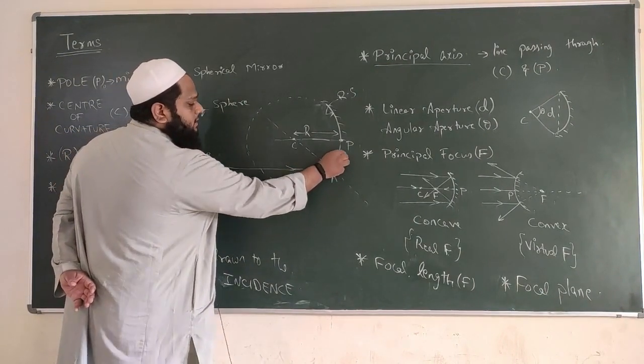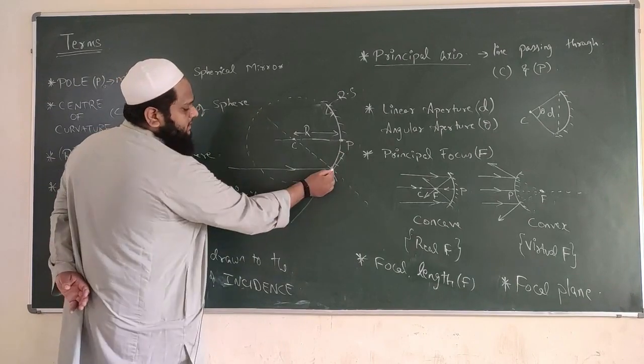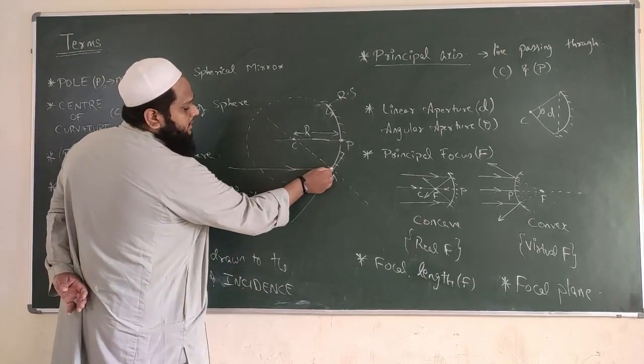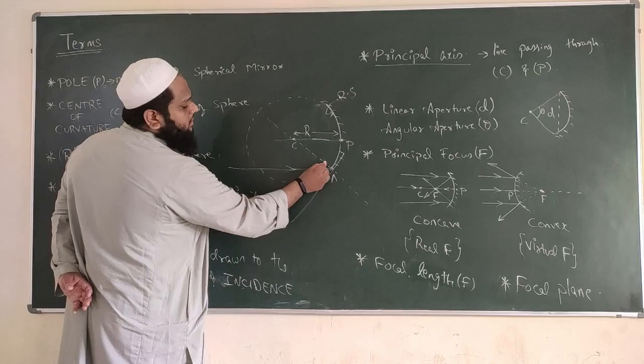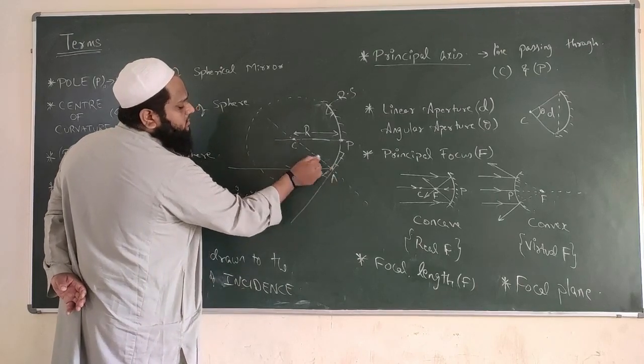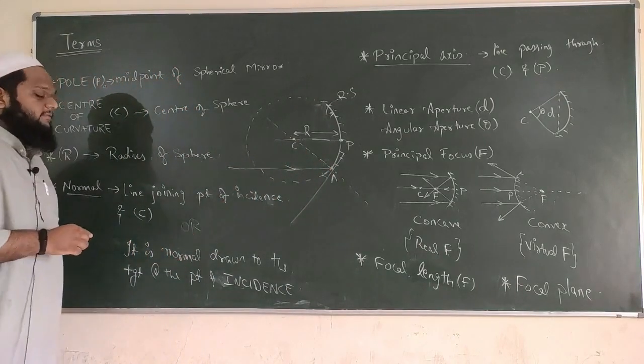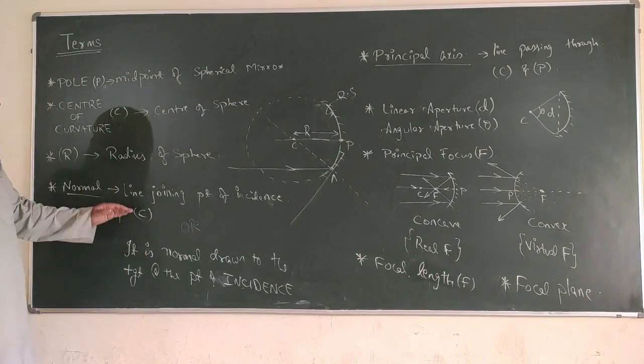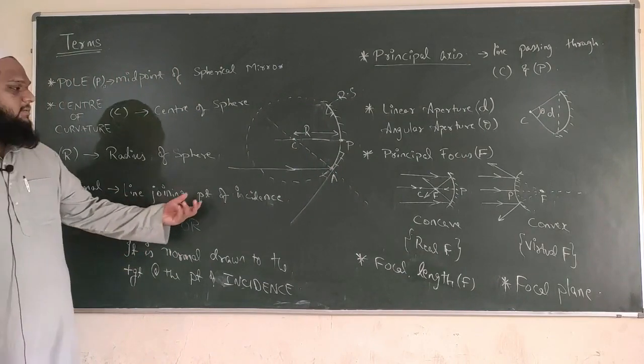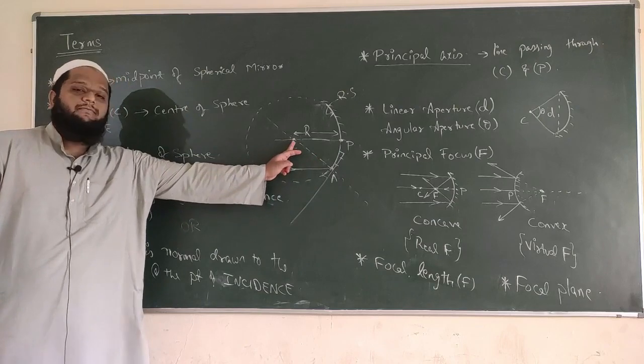How will you draw a tangent? Something like this. It has to touch this one. Okay. So to that particular tangent you will draw a normal. When you draw a normal, it has to be at 90 degrees. So it will again show you that it is CA itself. So both the definitions are one and the same. This is far easier: the line joining the point of incidence and the center of curvature.